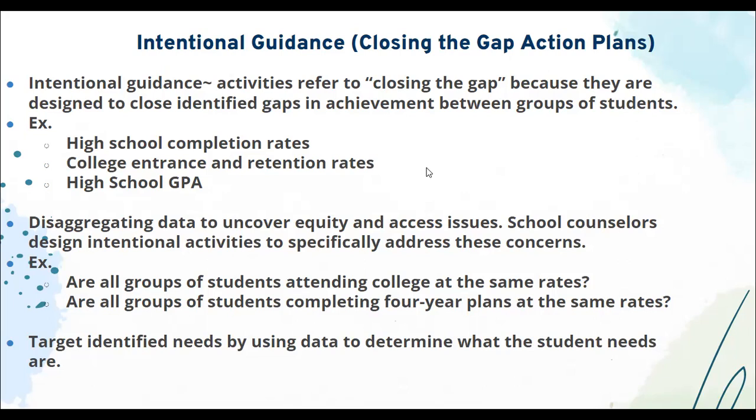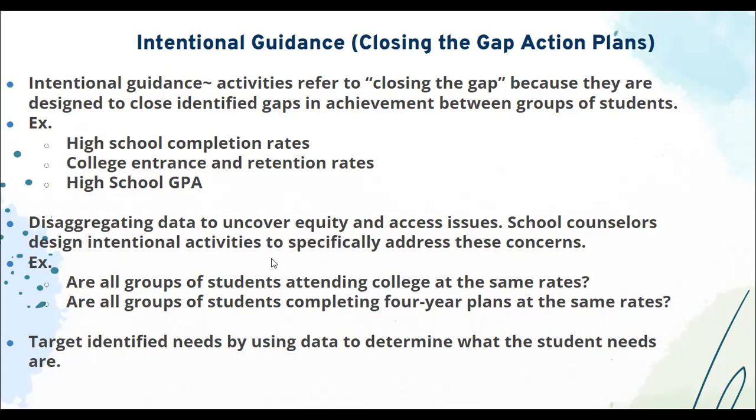So for example, if I'm looking at intentional guidance for high school completion rates and I look at my, let's say, 12th graders, and I see that Caucasian students are completing high school at higher rates than Latinx and African American students, then I'm comparing those two groups and closing that achievement gap. Part of the intentional guidance on closing the achievement gap also includes disaggregating data to uncover equity and access issues. So school counselors need to design intentional activities to specifically address those concerns.